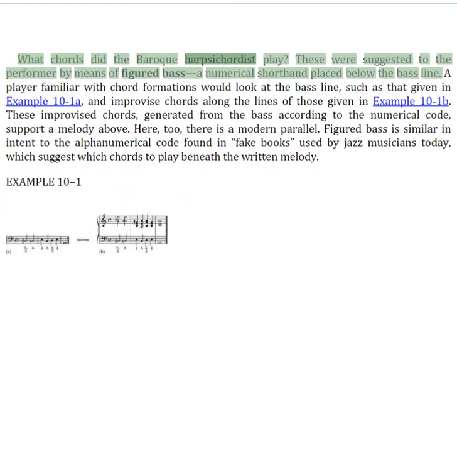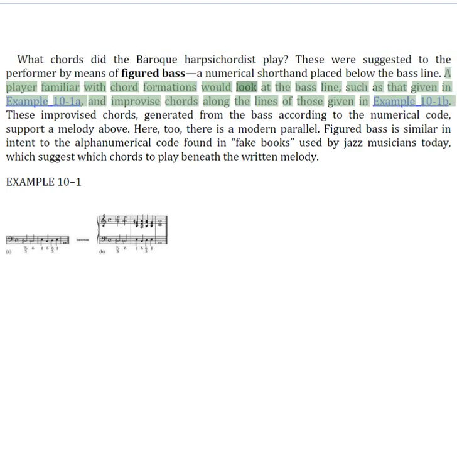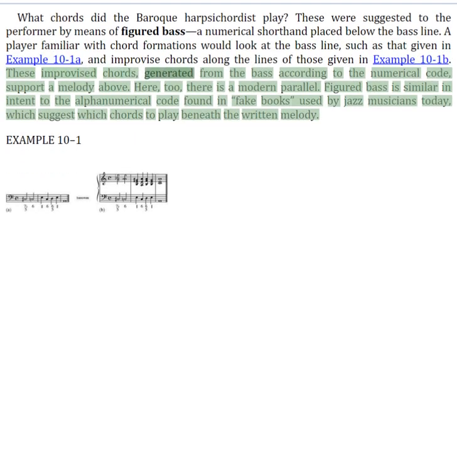What chords did the Baroque harpsichordist play? These were suggested to the performer by means of figured bass, a numerical shorthand placed below the bass line. A player familiar with chord formations would look at the bass line, such as that given in example 10-1a, and improvise chords along the lines of those given in example 10-1b. These improvised chords, generated from the bass according to the numerical code, support a melody above. Here, too, there is a modern parallel. Figured bass is similar in intent to the alphanumerical code found in fake books, used by jazz musicians today, which suggest which chords to play beneath the written melody.